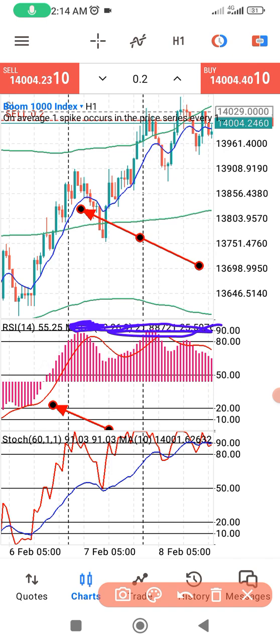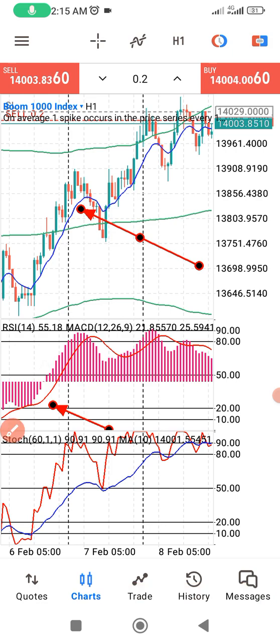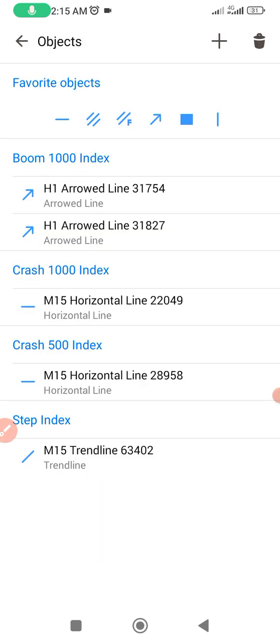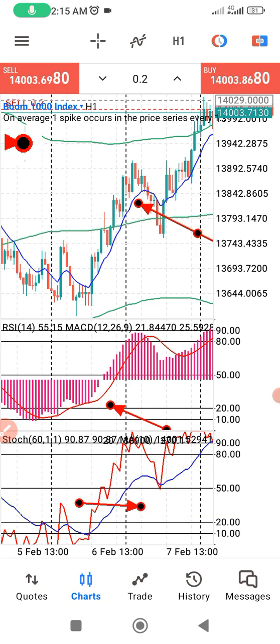Whenever we mention RSI, Relative Strength Index, we are referring to this number, 55.23, as part of our checklist for taking our trade. And then we have indicator window 2, and this is where we have our stochastic oscillator and our moving average 10.